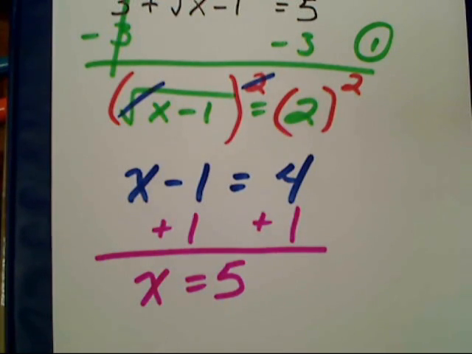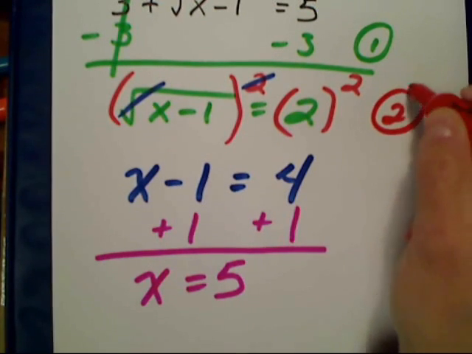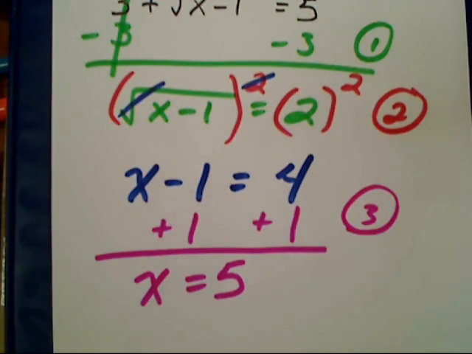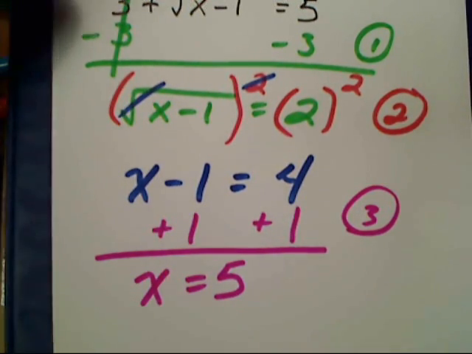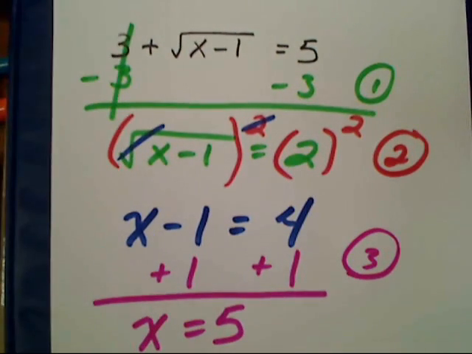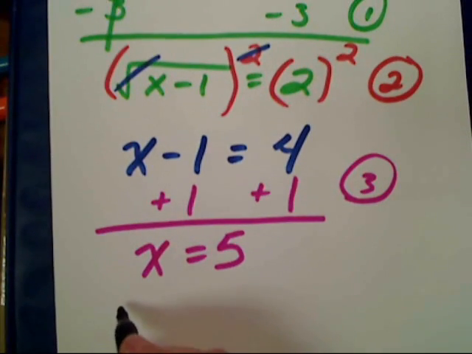This was step 2. This was step 3. Now the key step. We have to check our answers. So now that we know that the value of x is 5, we go back into the original problem before we do anything else to it. That's where you have to check and simplify. See if the left side equals the right side. So I'm just going to rewrite that equation down here.